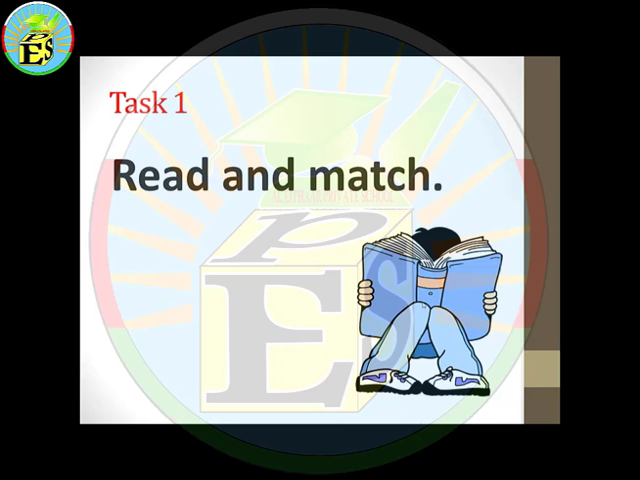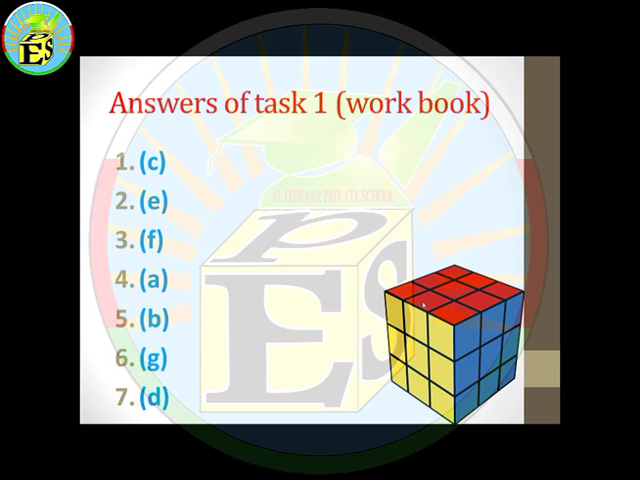So now let's go and check the answers together. So please put the letters in the correct place. The first one is done for us, C. The second one, E. The third one, F. The fourth one, A. The fifth one, B. The sixth one is G, and the last one here is D.